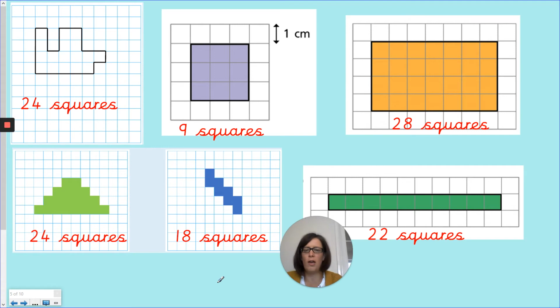Which shape on here has the longest perimeter? Have a think. Well done, it's this one here, this orange one, because it had 28 squares. That's the longest because it's the highest number. Which shape on here has the shortest perimeter? Have a little think. Well done if you said this one here, this purpley coloured one, because it had 9 squares, the shortest perimeter.